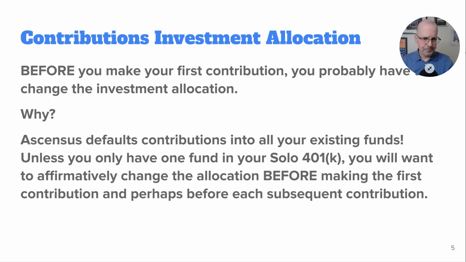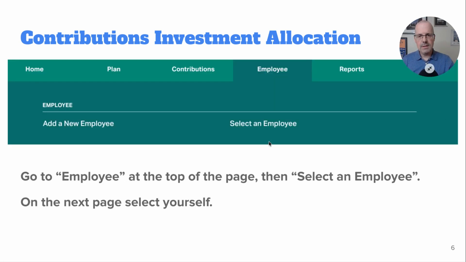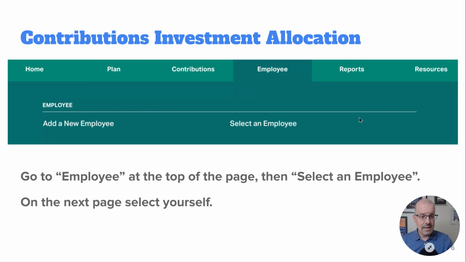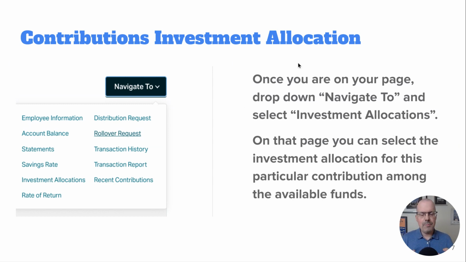All right, so what you should do is go into your employer portal in the Ascensus system. And you're going to get a little green top menu like this one here. You go to employee and then you select an employee. So this one here. And then it'll put you to a page and then you select yourself on the next page. It's a Solo 401k, surprise, surprise. Okay, so that's the first step. The next step is you need to hit the Navigate to drop-down button, all right, and then pick Investment Allocations.